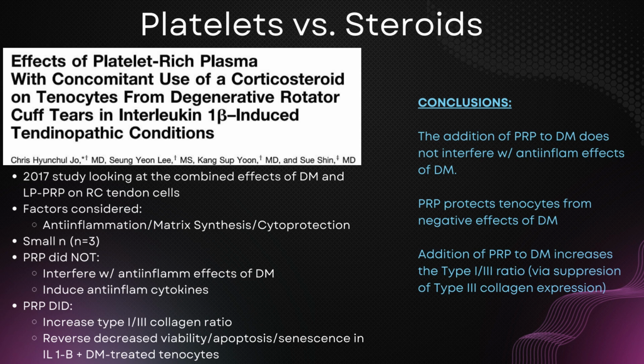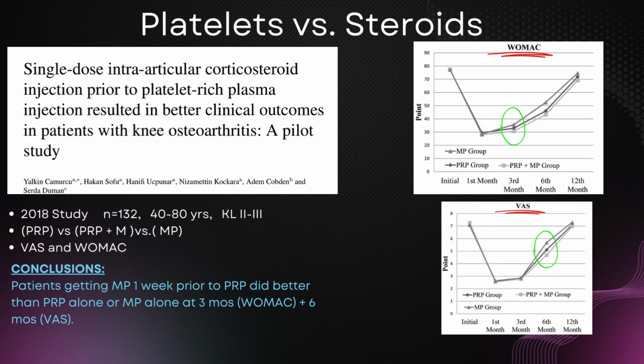and 3 in tendons. In 2018, Kamerku's group challenged dogma suggesting that knee-OA patients receiving one intra-articular dose of methylprednisolone 1 week prior to PRP injections had significantly better clinical outcomes at 3 and 6 months compared to PRP or methylprednisolone injections alone. So at 12 months, no difference, but maybe some small advantages at 3 and 6 months. Who knew? So no harm in terms of clinical outcomes by using steroids, and maybe some small advantages at 3 and 6 months.